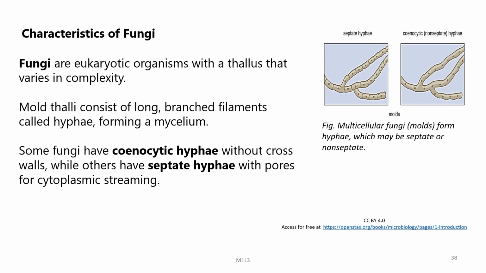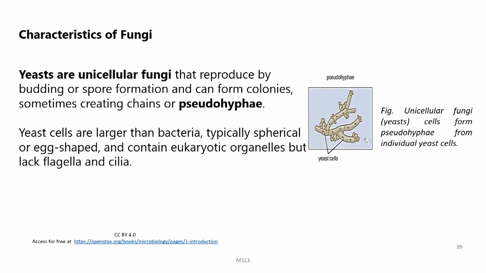Basically, fungi are eukaryotic organisms with a thallus which has different kinds of complex forms. A thallus consists of long branched filaments. These are called hyphae, which form a mycelium. And as already discussed in this diagram, some fungi have cenocytic hyphae without cross walls or septae, while others have septate hyphae with pores for cytoplasmic streaming.